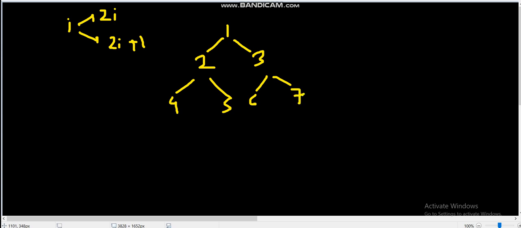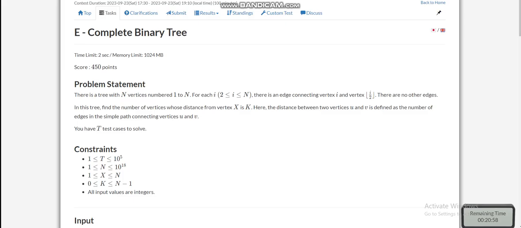Another important thing to observe here is that any level other than the last level will be full. That is another property of a complete binary tree. Let's say we add another node, 8, here. You can see at the last level, the fourth level is incomplete, but every other level is complete. So that's why we call it a complete binary tree. And this property will help us solve the problem.